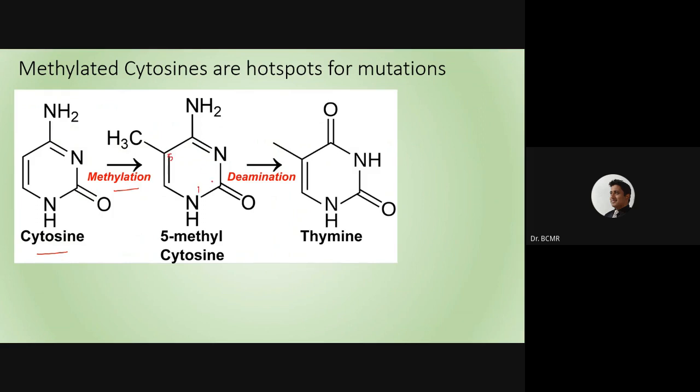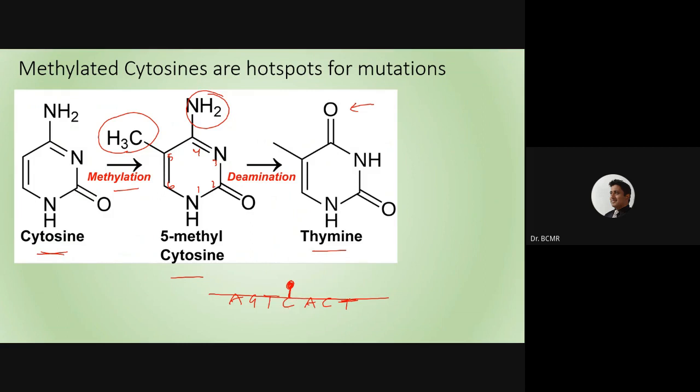So methylation, and this is the fifth carbon now. You will count it as 1, 2, 3, 4, 5, and 6. So this methyl group is added, and now cytosine has become 5-methyl cytosine. If deamination happens, that means the amino group is lost and replaced with a keto group. What you now have is thymine. Think of it like this. You have a sequence A, T, G, C, A, C, T, and this is methylated.